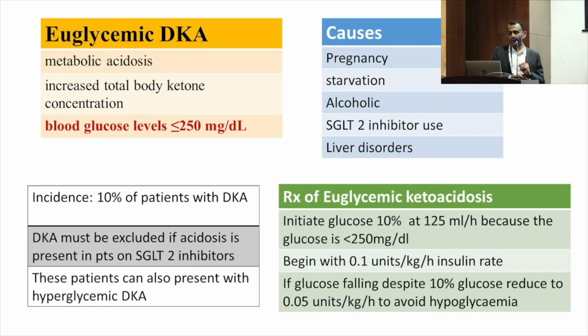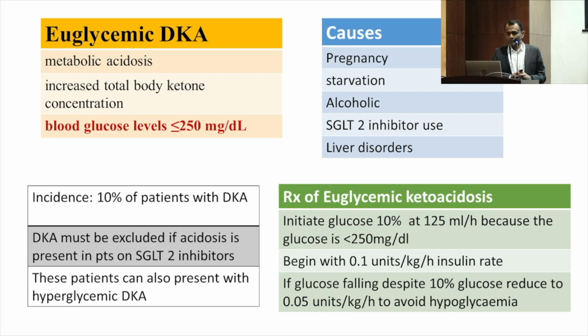Then one last entity which you might all have seen nowadays: euglycemic DKA. There are many causes like pregnancy, starvation, alcohol, SGLT2 inhibitors, and liver disorders. We have seen plenty of such cases. The diagnosis is metabolic acidosis: the ketone body concentration is high, but sugars are low. That is the diagnosis. The incidence is close to 10%.